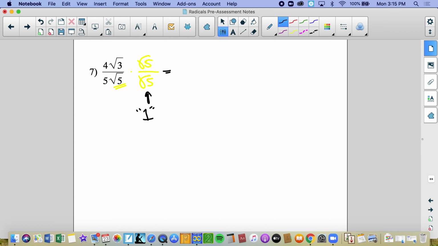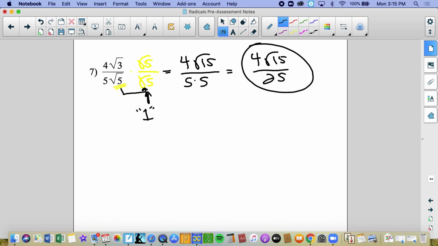So we have 4 rad 3 times rad 5 gives me 4 rad 15, radicals with radicals. We know that we multiplied it by itself in order for it to come out. So that gives me 4 rad 15 over 25. 4 and 25 are on the outside. They can't be reduced. You cannot simplify the rad 15 with the 25 because one's in a radical and one is outside.